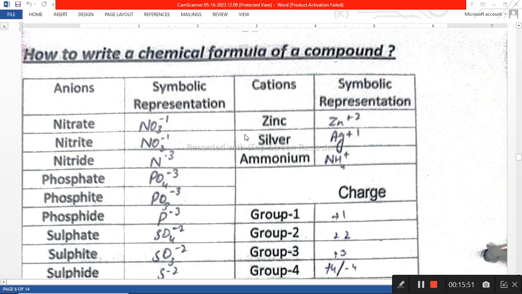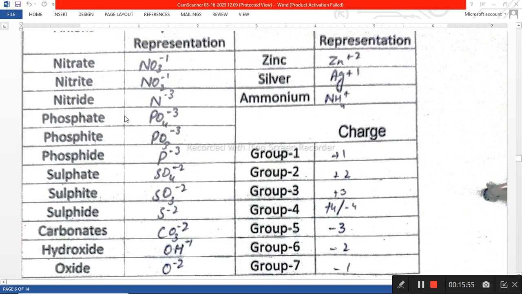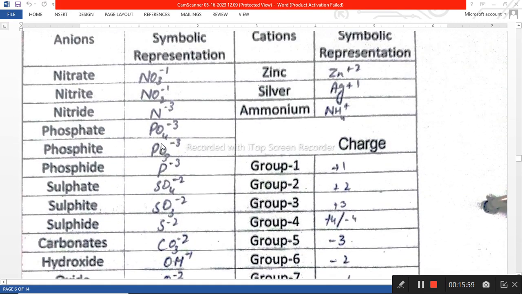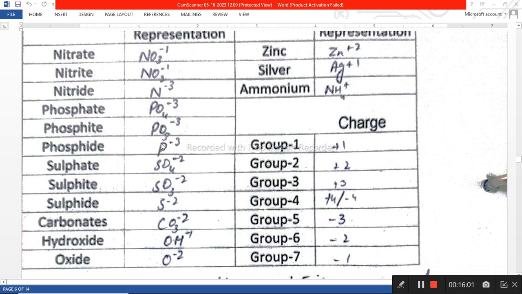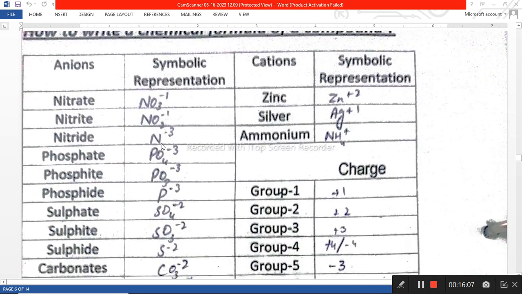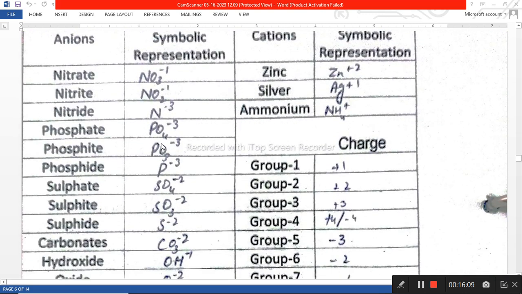How to write a chemical formula for a compound. So this is the table, you have to learn it. These are the formulas, you have to learn them by heart. This is a very important table, and it is very necessary to learn it, because without this we cannot make chemical formulas.